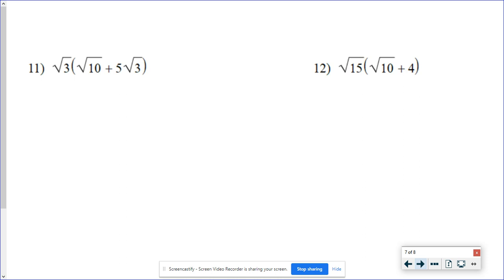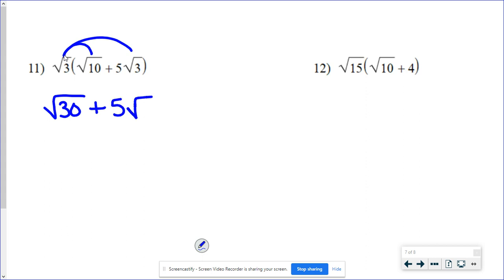Now, number 11 has radicals in all the parts. Both of the things inside the parentheses have radicals, and the thing that I'm distributing has a radical. So, just multiplying here. Square root of 3 times the square root of 10 would be the square root of 30. Plus, let's just multiply everything exactly the way it is. Here's my 5 that's on the outside. The square root of 3 times the square root of 3 is the square root of 9.